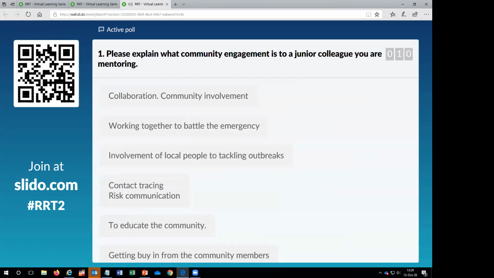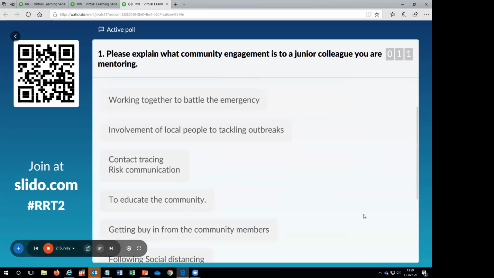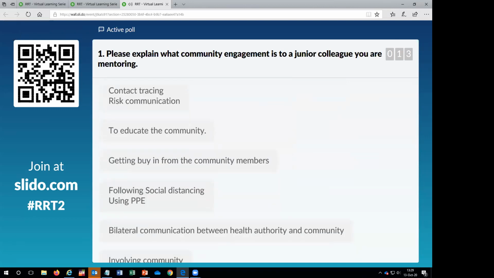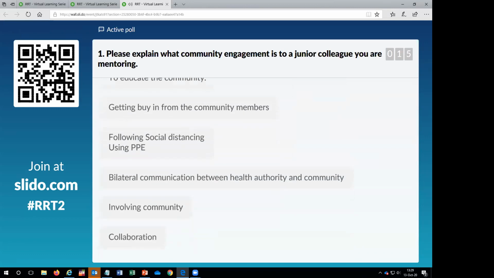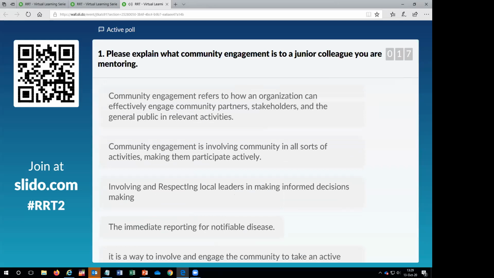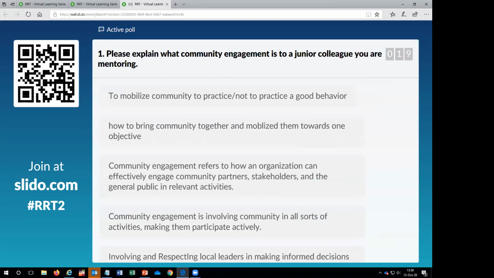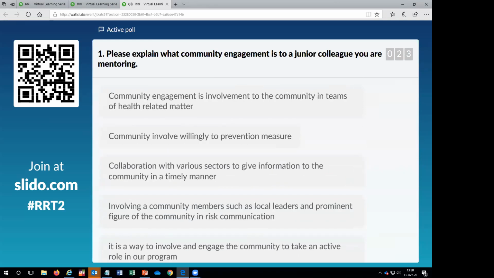Yeah, involvement of local people. It's good. Appropriation, adaptation of the response. You can also provide examples. Involving, respecting the community, bringing the community together. This is very good. Okay.